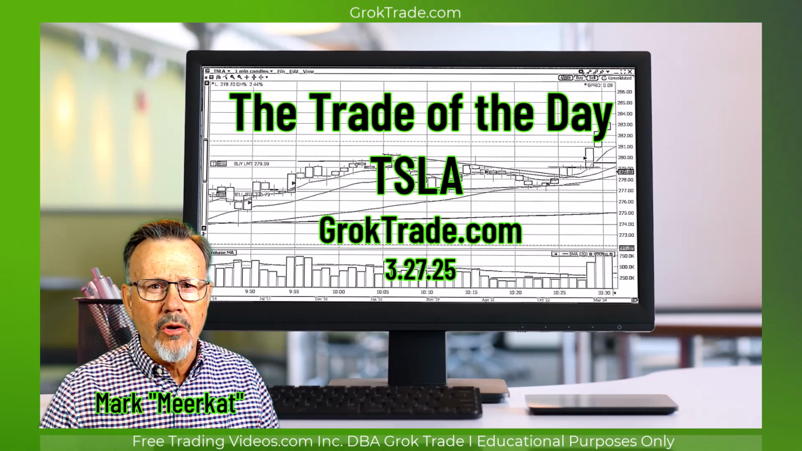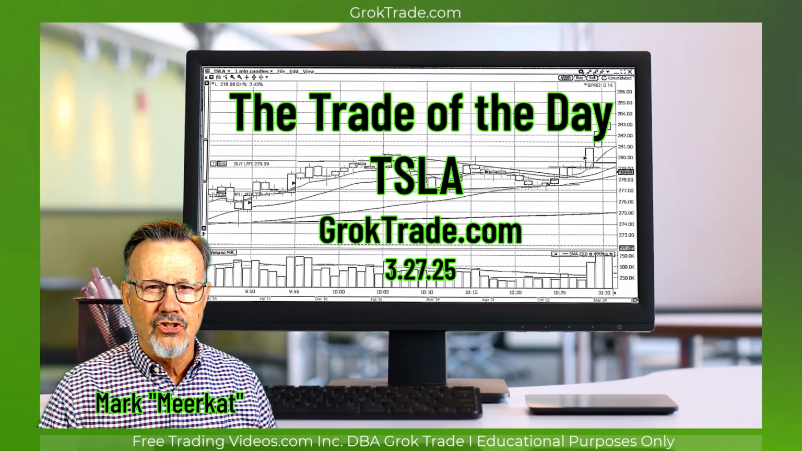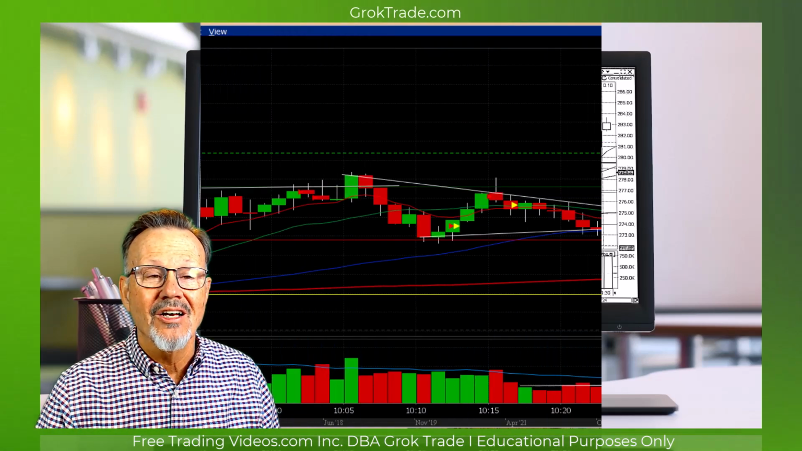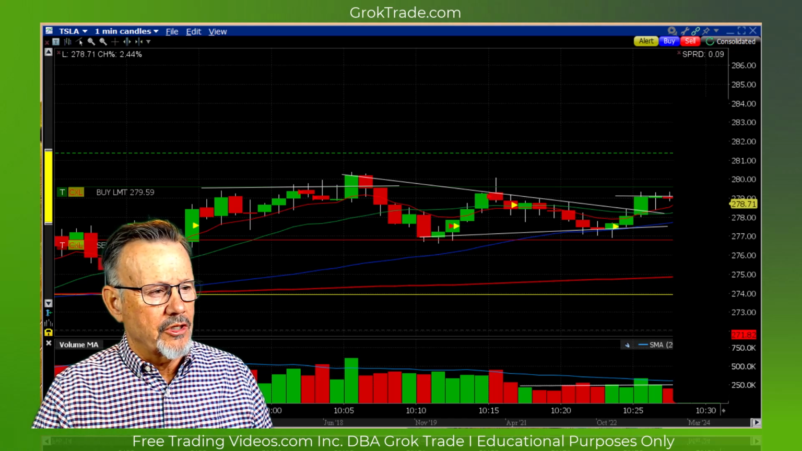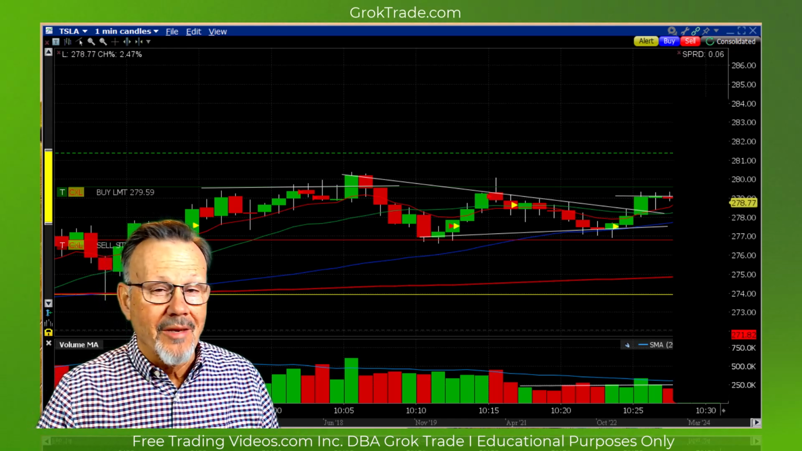Hey, this trade is all about the volume. Let's look at Tesla, TSLA, after about 10:30 Eastern time. It was basing in this really tight symmetrical triangle.